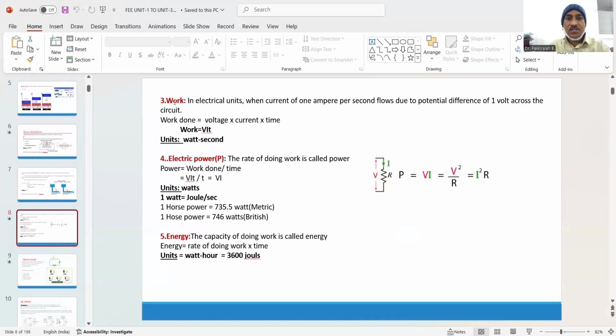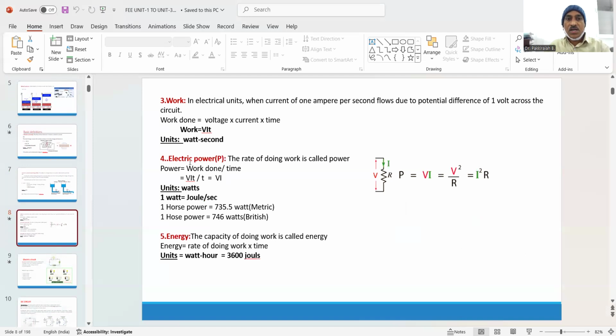Next, we go for the definition of work done, which equals the product of voltage, current, and time period. The unit of the work done becomes watt second.